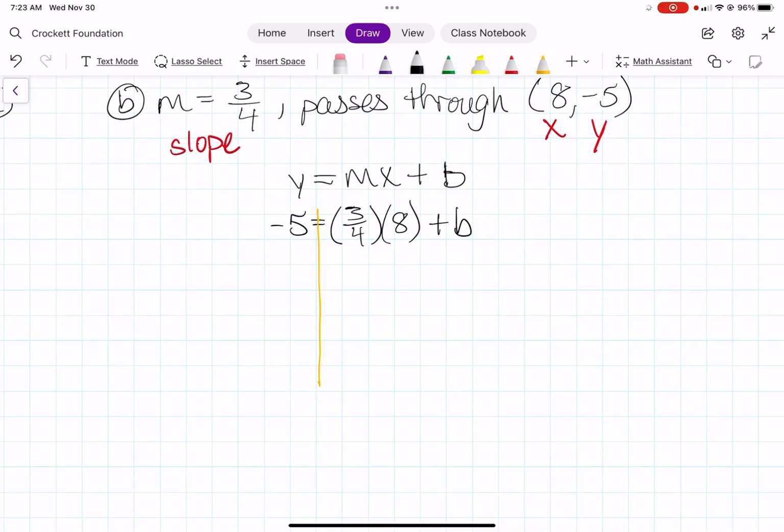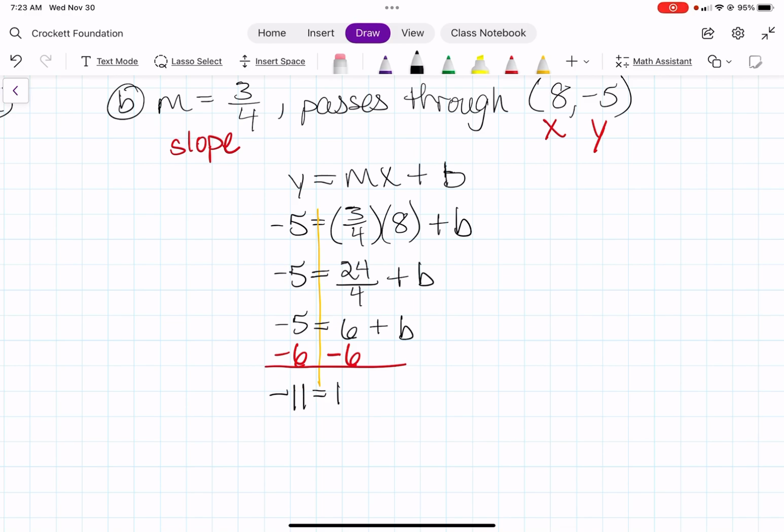When solving for b, on the left side, the -5 stays as it is. When you multiply this fraction times the whole number, you do the numerator times the whole number. So that's going to be 3 times 8, which makes 24. And then we're still going to keep the denominator the same. Now I'm going to simplify the fraction. 24 divided by 4 is 6. And to finish solving for b, we need to subtract 6 from both sides. So that's going to make b -11, because the -5, the 6 is negative. You have to add them because the signs are the same.